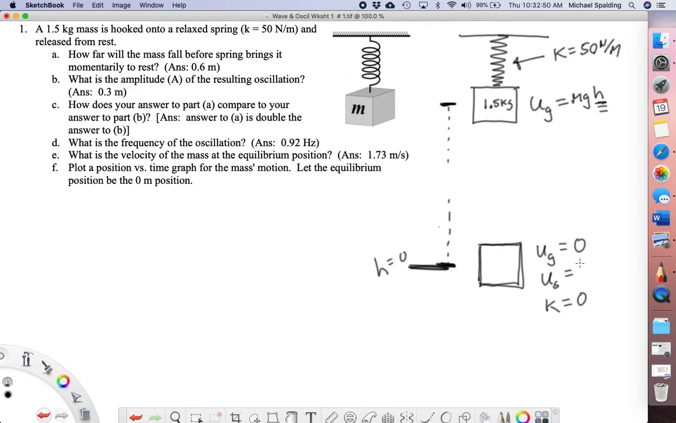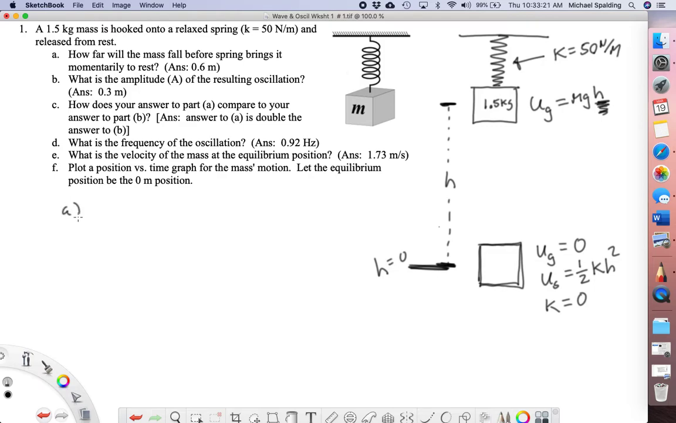Now, potential of spring, the equation for that is 1/2 kx squared. But if you think about it, in this equation for potential energy of spring, x is how far the spring is stretched or compressed, and that distance is h. It's the same variable, so we'll just call this 1/2 kh squared.